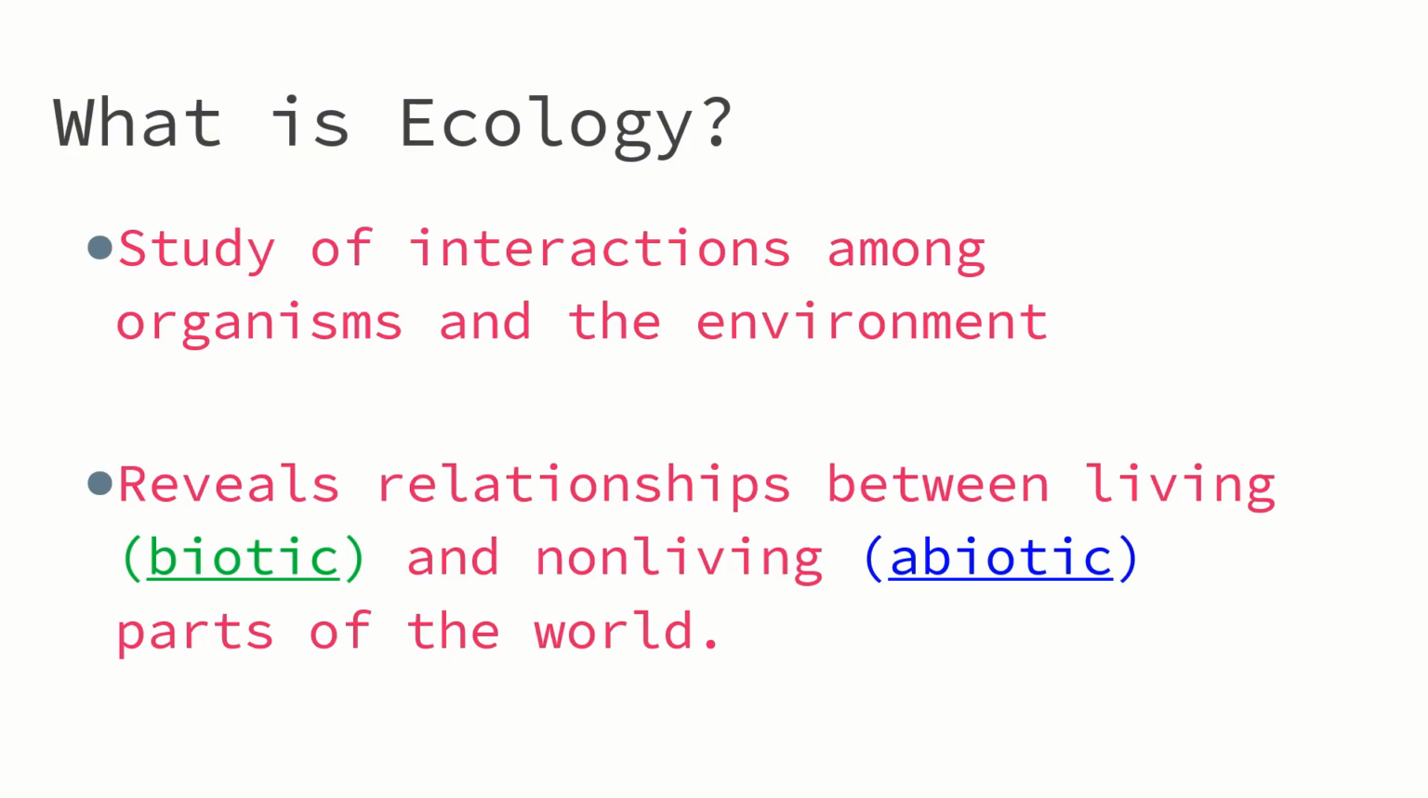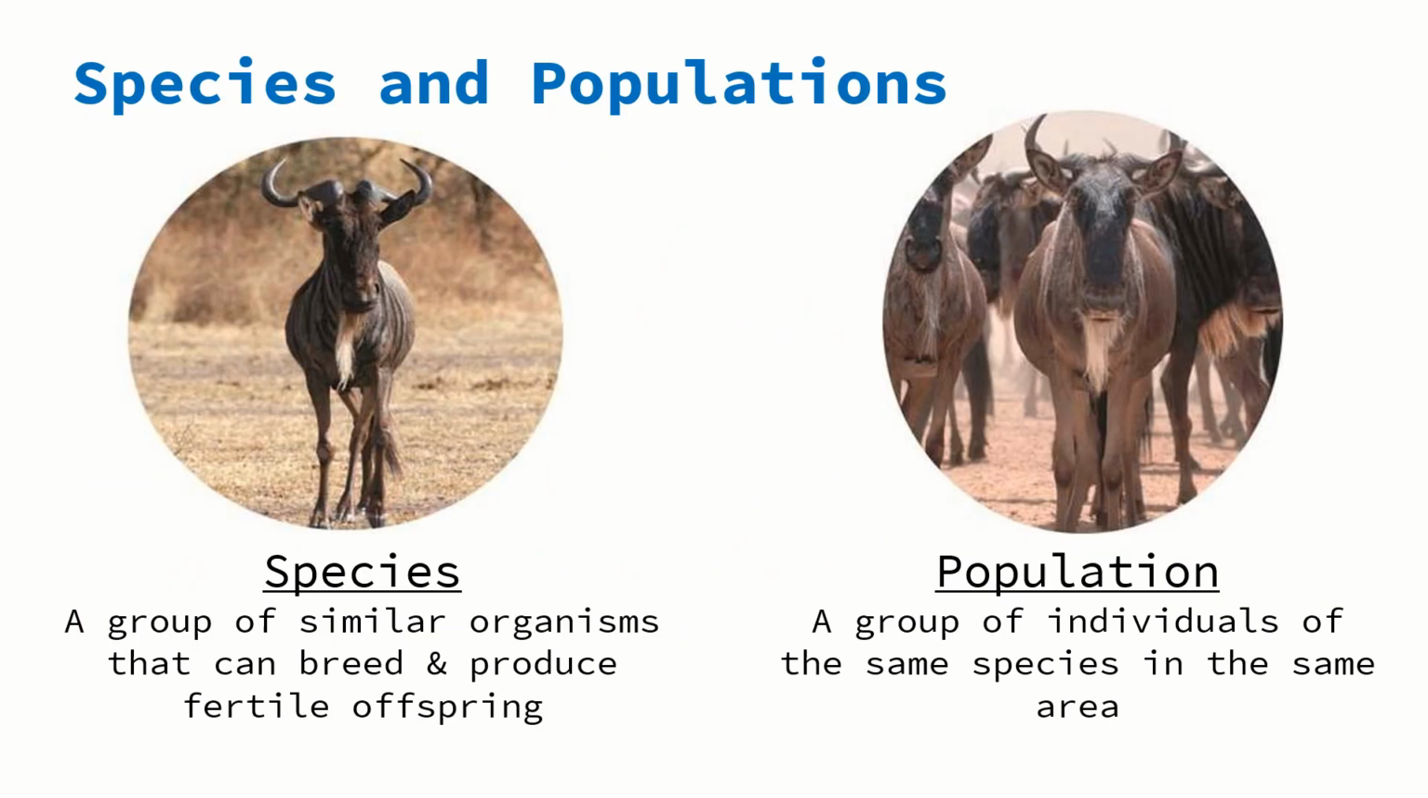So to start off with some definitions of ecology. The simplest definition of ecology is that it is the study of interactions among organisms and the environment. The importance about this is that ecology is really studying biotic and abiotic factors. So we're looking for relationships between living and non-living parts of the world. When we study ecology, as ecologists do, we can study it at different levels of ecological organization.